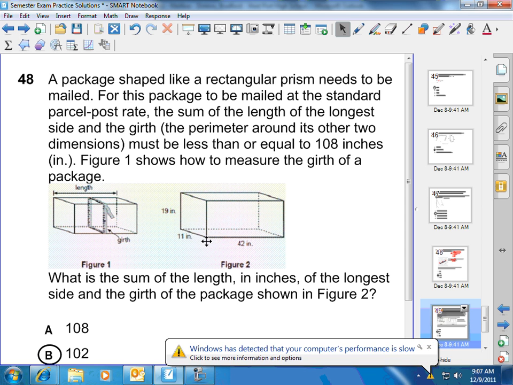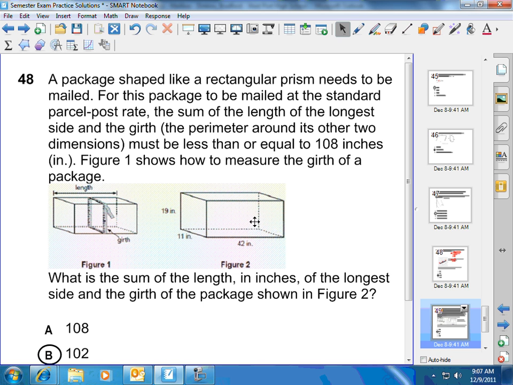We see when we look at the package, the longest side is 42. Okay, let's call that the length. And the girth is going to be the perimeter of the other two dimensions. So if this is length, then we have width and height. So perimeter is the sum of all the sides of a two-dimensional figure. So what we're looking at for the girth is the sum of the side lengths of the face of this box here, this front side of the box, for example.